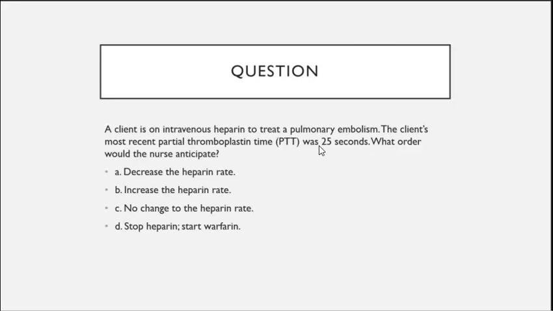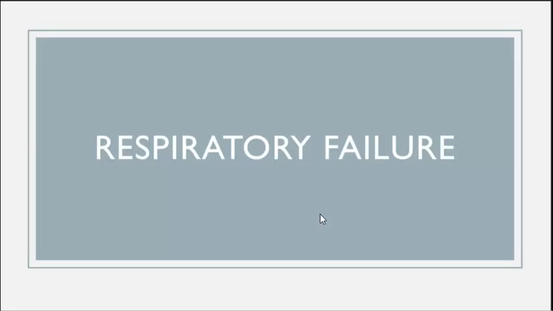The easiest way I remember how to calculate your PTT is I always remember 30 is normal. And if they're on heparin, we want them to bleed longer, so 2 times 30 is 60. We want them bleeding for 60 seconds. So they're not at therapeutic range. So would we decrease, increase, not change, or stop? Well, we want them bleeding longer, so they need to have more. So we're going to increase it. Or have the doctor increase it, sorry.